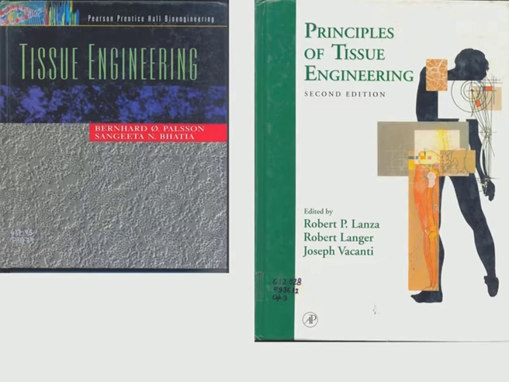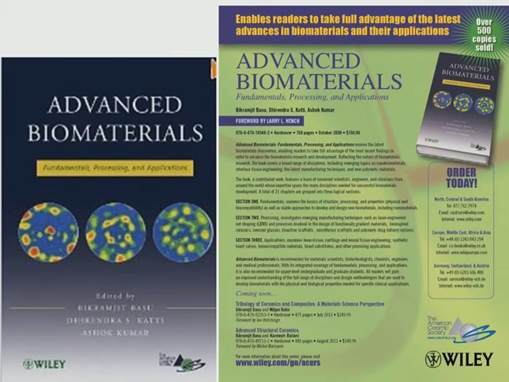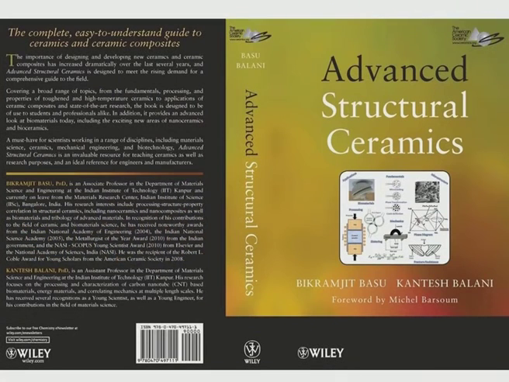Sangeeta Bhatia from MIT has written one more book on tissue engineering with his colleague Paulson, and Principles of Tissue Engineering is again edited by Bob Langer from MIT with two of his colleagues, Dr. Lange and Dr. Vacanti. The title of the book is Principles of Tissue Engineering. The left one is our own book, Advanced Biomaterials: Fundamentals, Processing and Applications. This is an edited book, and the foreword is written by the late Professor Larry Hench.